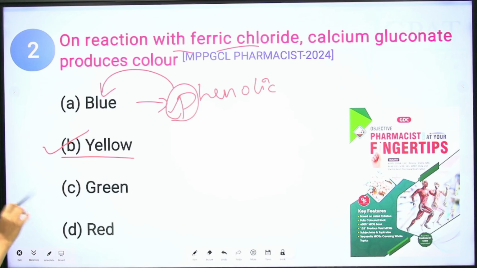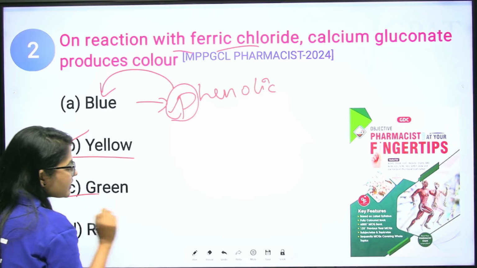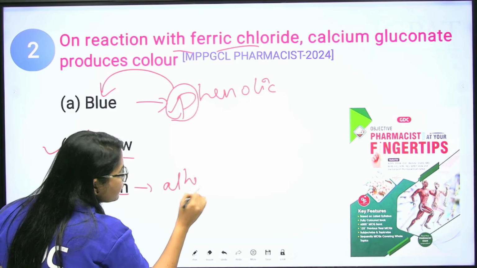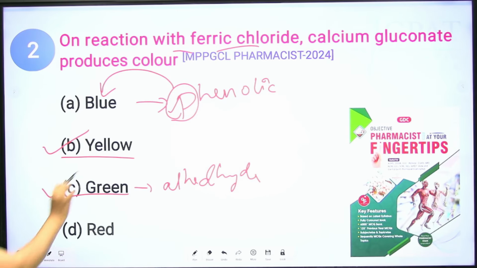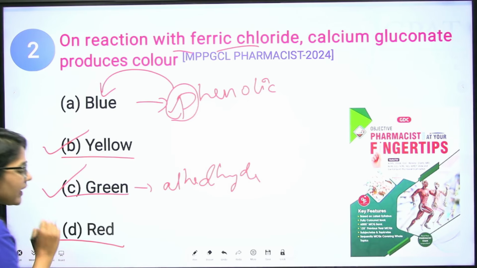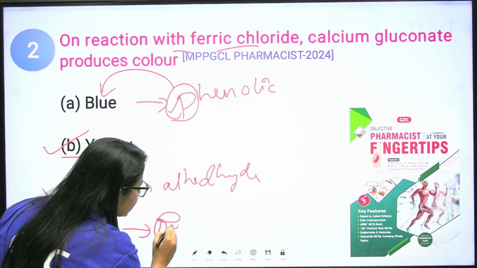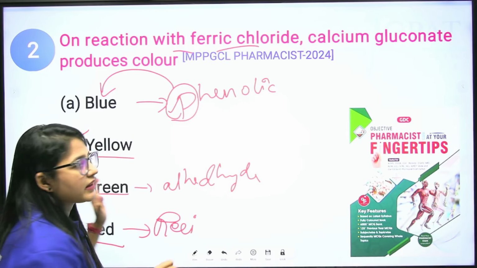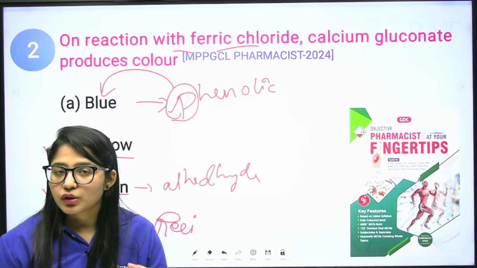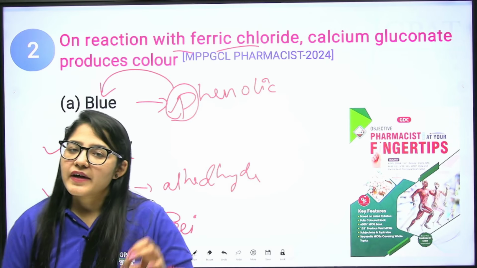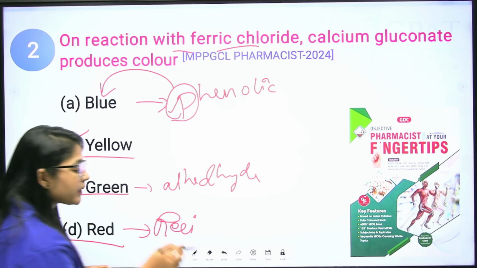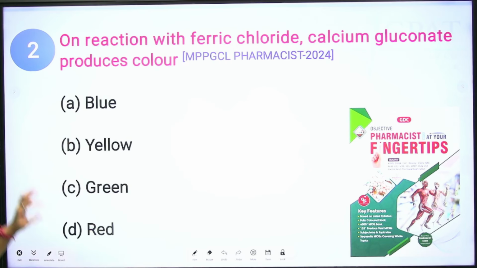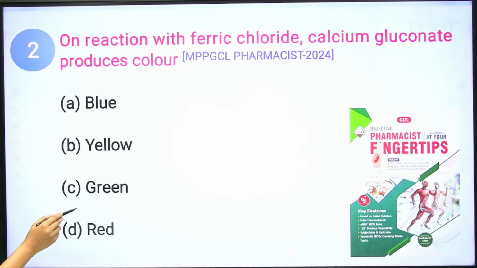Next we have our green color. Green color is given by the aldehyde group. If the solution has the aldehyde group, then it will yield green color. Next we have the red color. Red color is given by the resorcinol group. If the solution has a resorcinol group, then definitely the ferric chloride will yield red color to show its confirmation for identification. Clear? So for now, your correct answer is option number B.